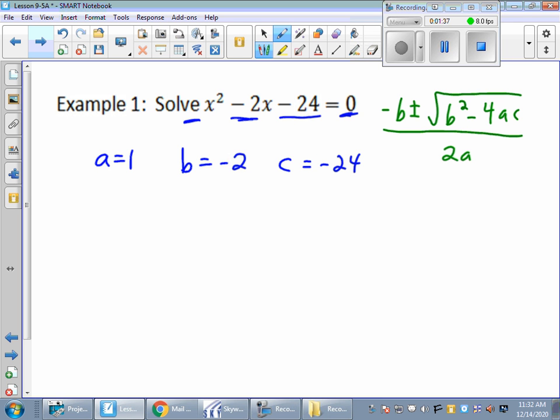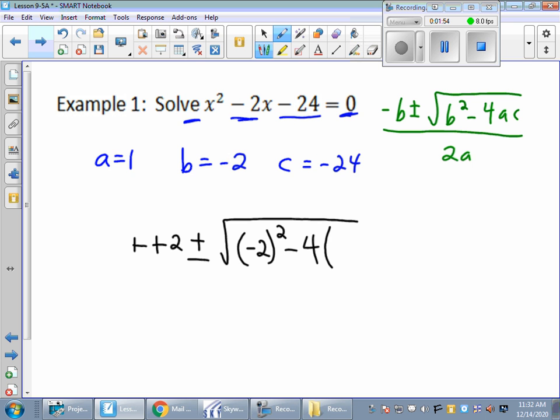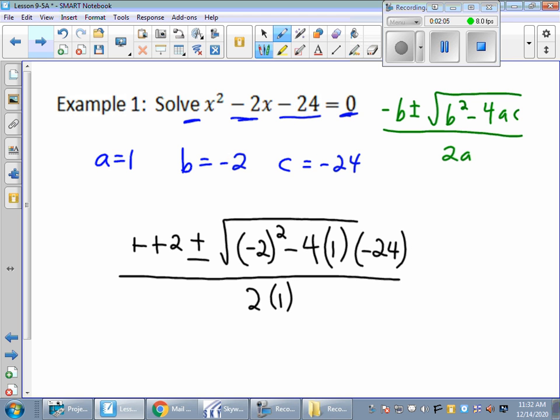So you start with a negative b. So negative of negative 2 is going to make that a positive 2. Negative b, we have plus and minus. We have the square root, so b squared, so it's negative 2 squared, minus 4 times what is our a? Our a is 1. And our c is negative 24. And all of that is over 2 times our a, in this case 2 times 1.